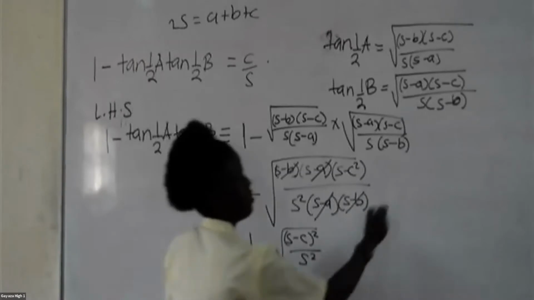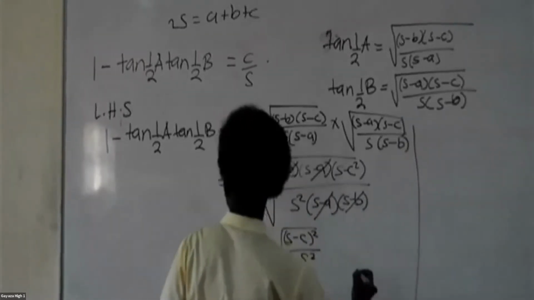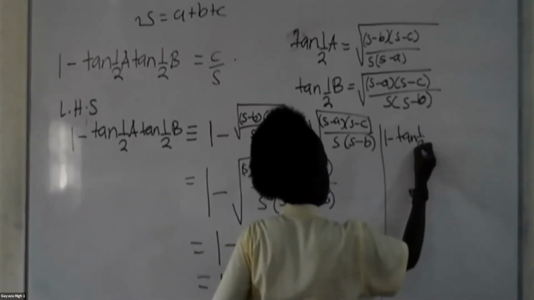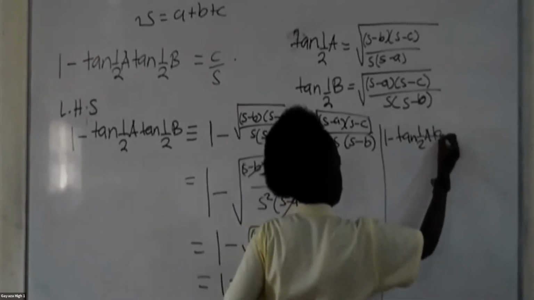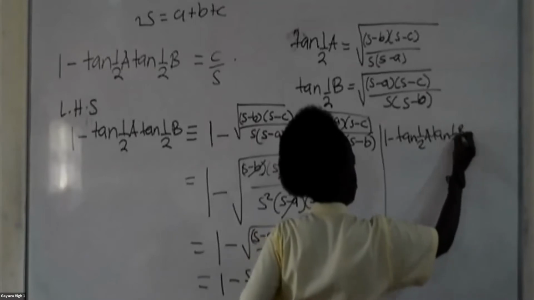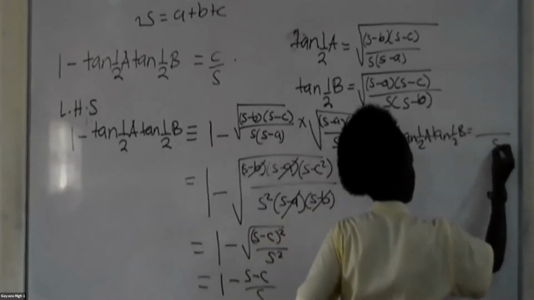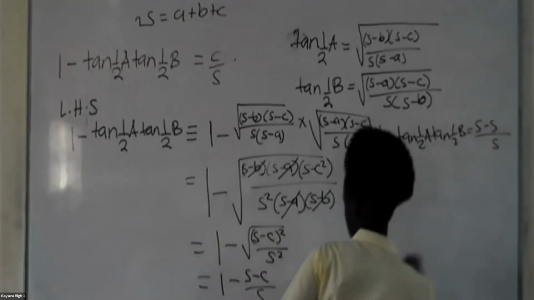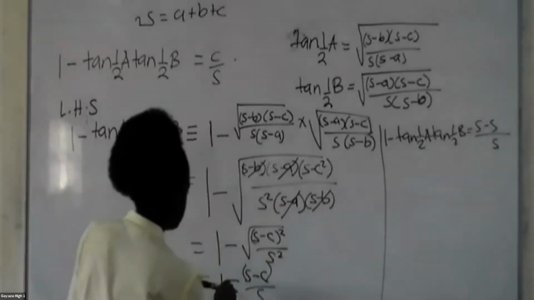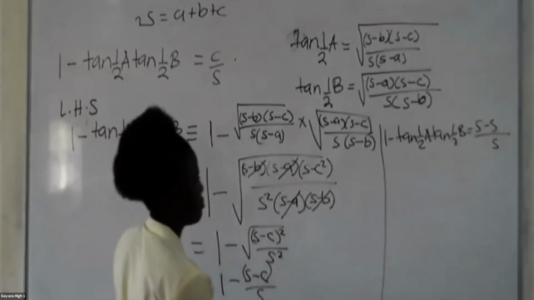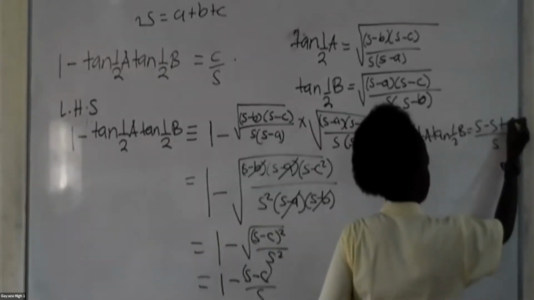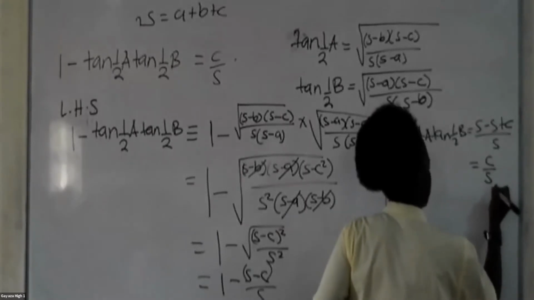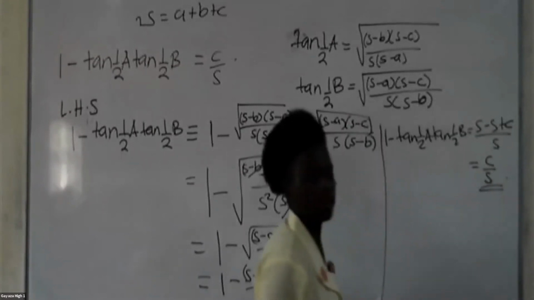I don't think you can see down here, so I'm going to transfer it here. My 1 minus tan over half A, tan over half B will become s out of s, here I'll remain with s minus s. This is in brackets because this negative is supposed to affect this negative. So you have s minus s plus c. This s becomes 0, so you remain with c out of s which is what is required for you to prove.